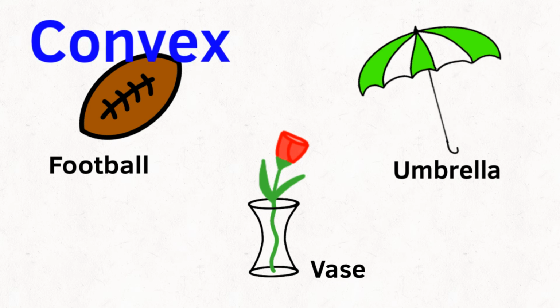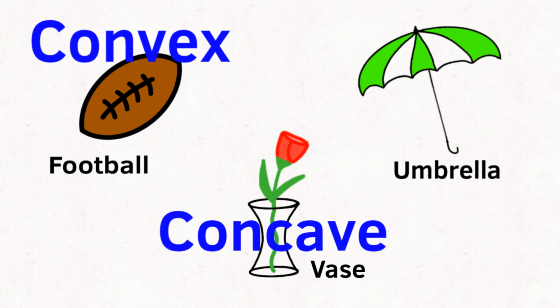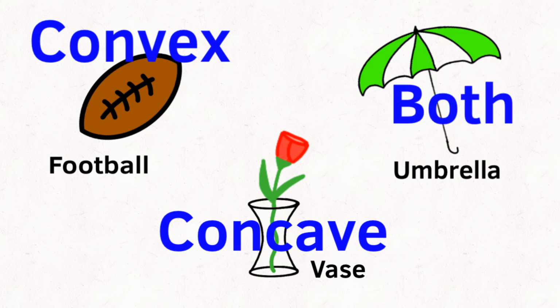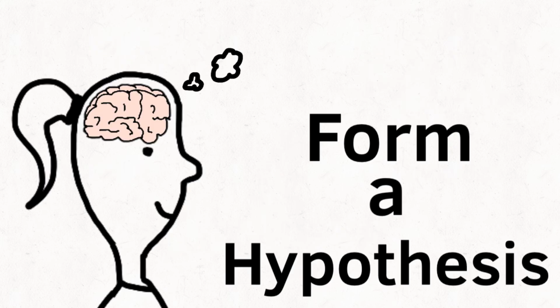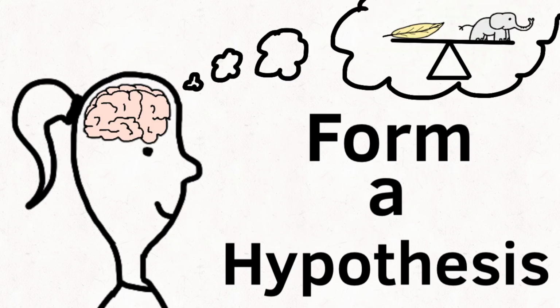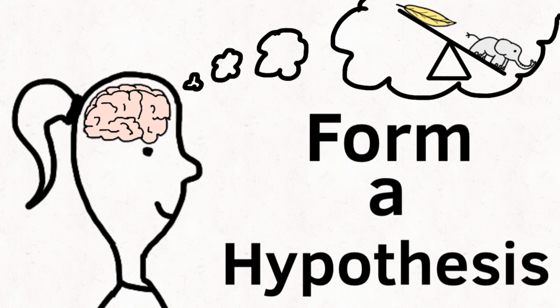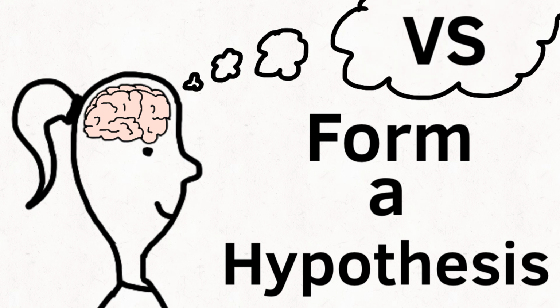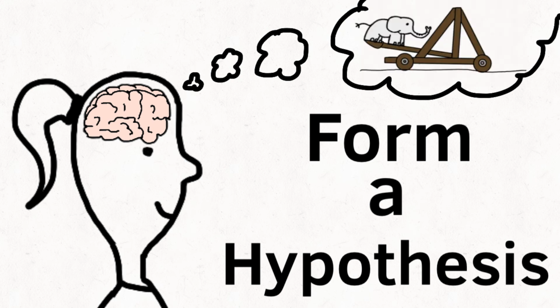A football curves outward, so it is convex. The vase curves inward, so it is concave. The umbrella is both concave and convex. The outside of the umbrella curves outward, and the inside of the umbrella curves inward. It's time to form a hypothesis. Let's make a prediction. Will a heavier object or a lighter object be catapulted further away?